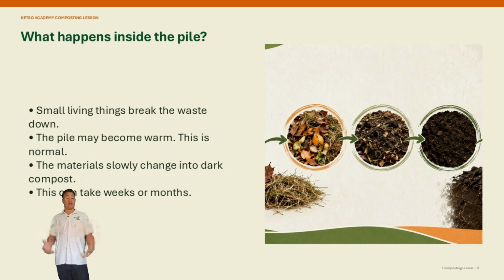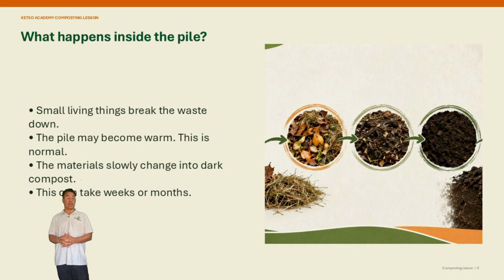And during this process, which they call decomposing, where things break down, you will find that the compost heap generates some heat. And that is normal. Then slowly the dirt changes color. And what we can see in this picture is that from a light color, it turns into a dark color.